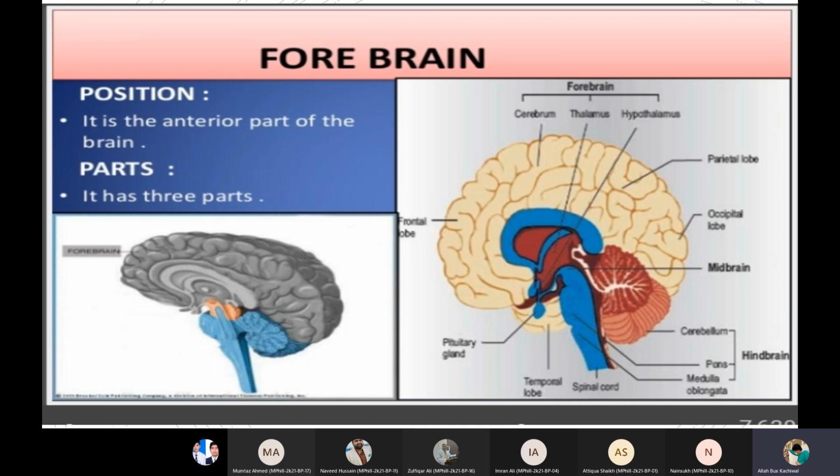Then there are the frontal lobe, the occipital lobe, the parietal lobe, the midbrain, and the hindbrain. The hindbrain consists of the cerebellum, pons, and medulla oblongata. So there are three portions in the forebrain: the cerebrum, the thalamus, and the hypothalamus.